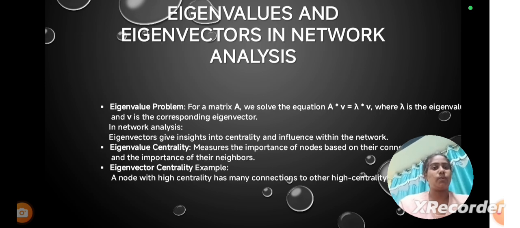Then comes the eigenvalue and eigenvector in network analysis. Eigenvalue problems: for a matrix A, we solve the equation A V equals lambda V, where lambda is the eigenvalue and V is the corresponding eigenvector. In network analysis, the eigenvector gives insight into centrality and influence within the network. Eigenvector centrality measures the importance of nodes based on their connectivity and the importance of their neighborhoods. Example: a node with high centrality has many connections to other high-centrality nodes.